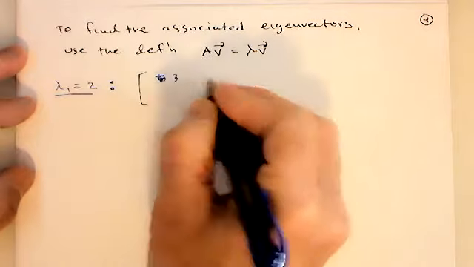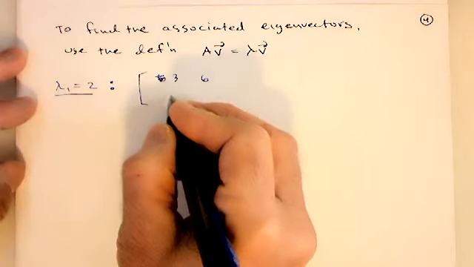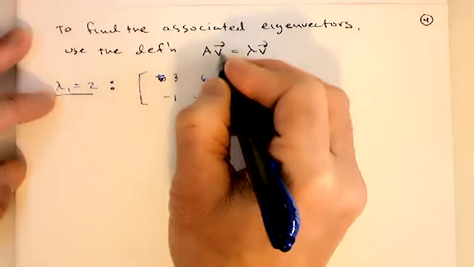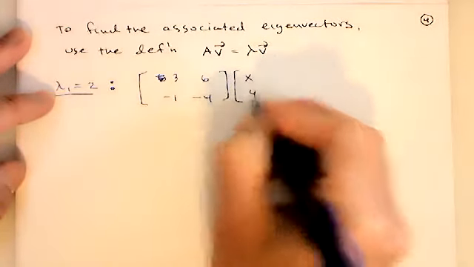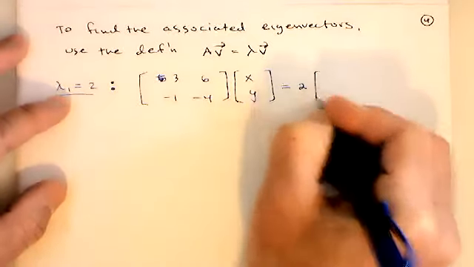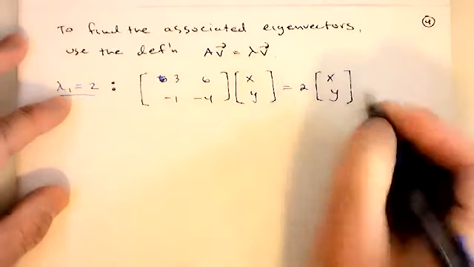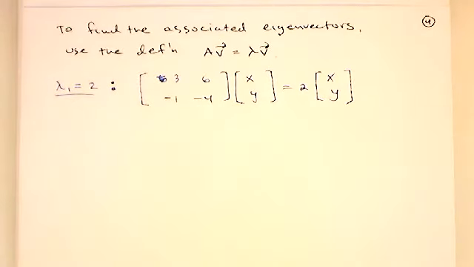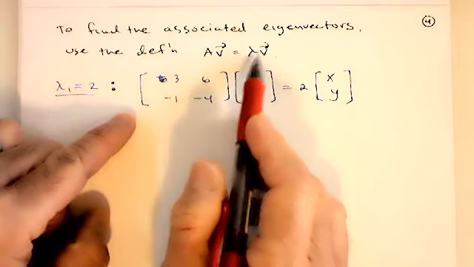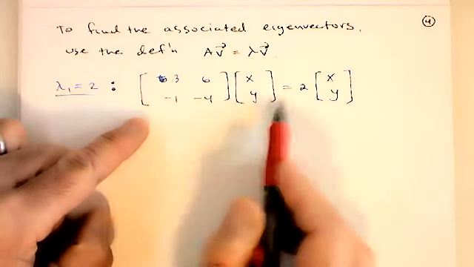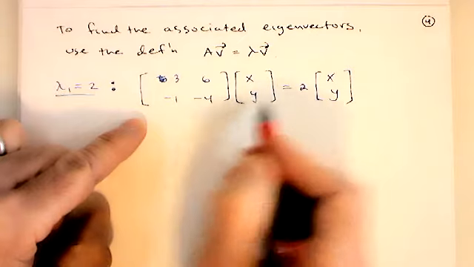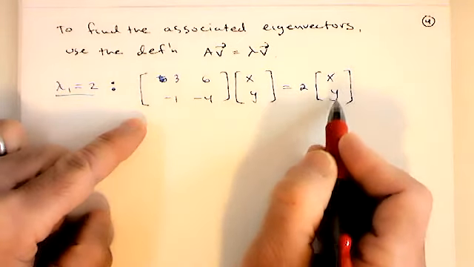This was a 3. 3, 6, -1, -4, and multiply it by whatever this special eigenvector is. I'll call it xy. I'm going to get my eigenvalue times that vector. So here you see a little bit of insight into what is the value of an eigenvalue. Why is that important? Because compare the equation. What this is saying is a matrix times xy is the same as a number times xy.